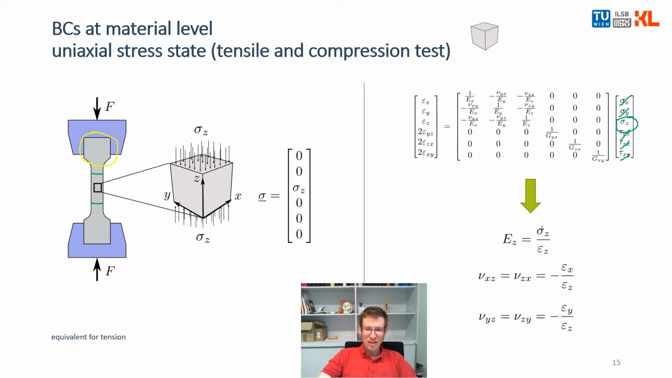We measured, as I explained before, the stress. This is known. We can measure the strain in Z direction. This is the change in length of that measurement region. This is epsilon Z. This can be measured with an extensometer or with optical devices.